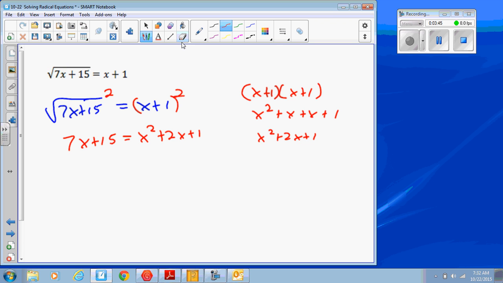What we've done is really change this square root problem into a quadratic problem. Now when we have a quadratic equation, we want to get everything set to 0 so we can factor and solve, or use completing the square or the quadratic formula, whichever way best fits. We're going to try to factor if possible. So here I'm going to subtract 7x from both sides. That's going to be 15 equals x squared minus 5x plus 1, and now I'm going to subtract 15.